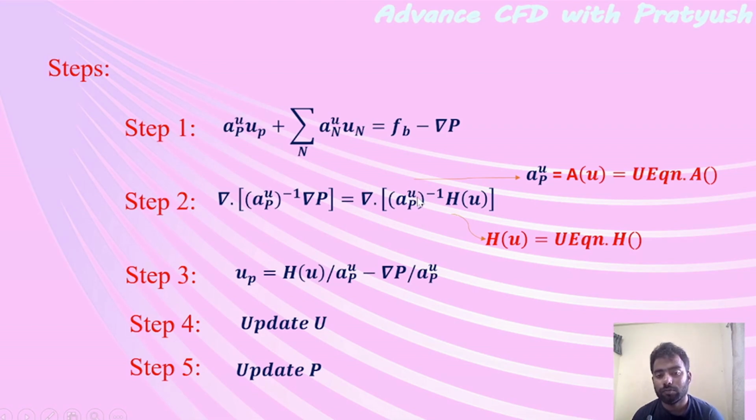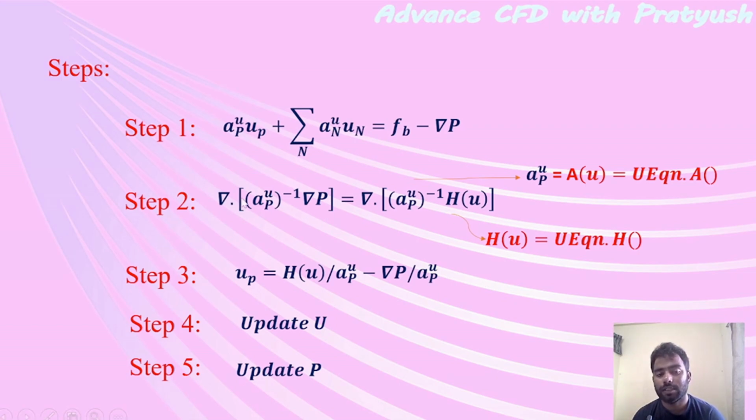Okay, now this AP is the diagonal matrix. Only the diagonal components are there in the AP matrix. So it is very easy to calculate the inverse of a diagonal matrix. Just by taking the reciprocal of each term of this diagonal matrix, you can find out the inverse of any diagonal matrix. So this same concept we are going to apply here, and this multiplication of these two terms, AP inverse into HU, we are going to denote as the H by A term.